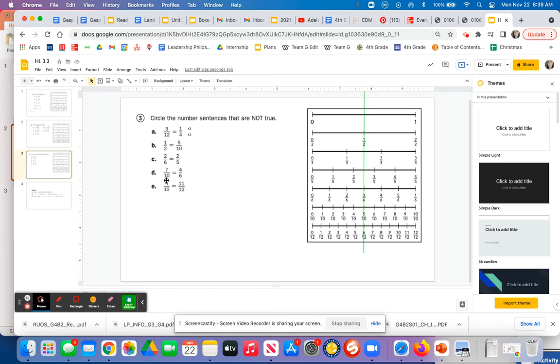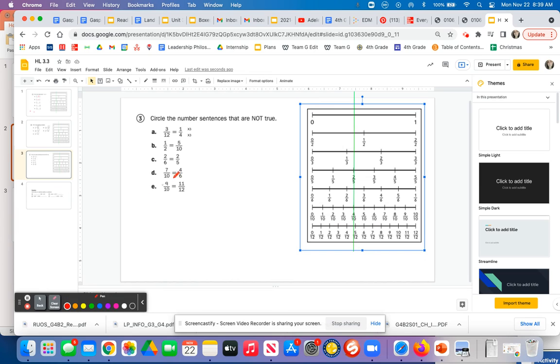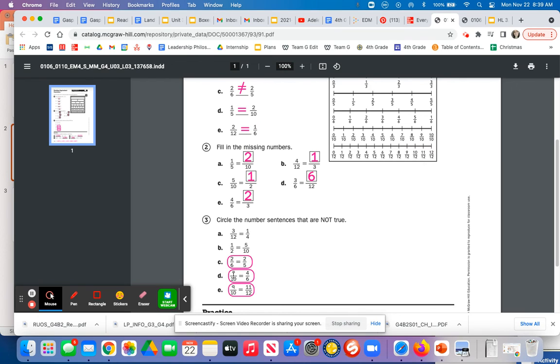What about 2/6 and 2/5? Let's see, where is 2/5? There it is. Does that fall on 2/6? Ooh, no, it doesn't. So we could circle that. Okay, I want you to do the same thing for D and E. Unpause when you are ready for the answers. Okay, 7/10 and 4/6 are not equal, and neither are 9/10 and 11/12.